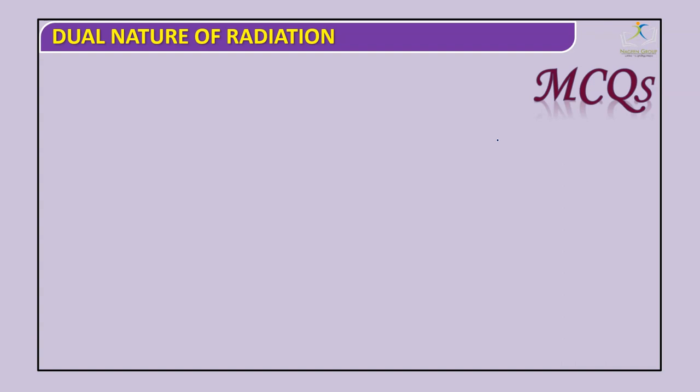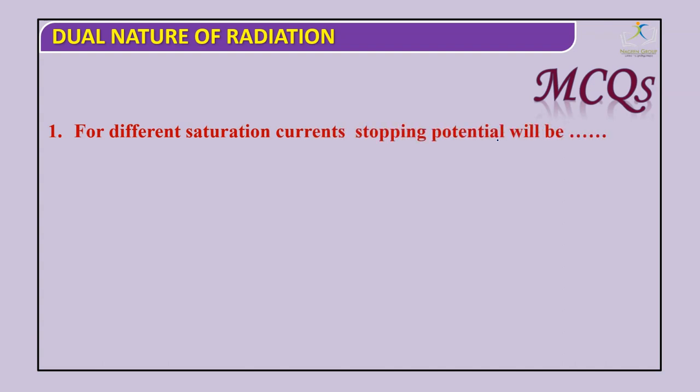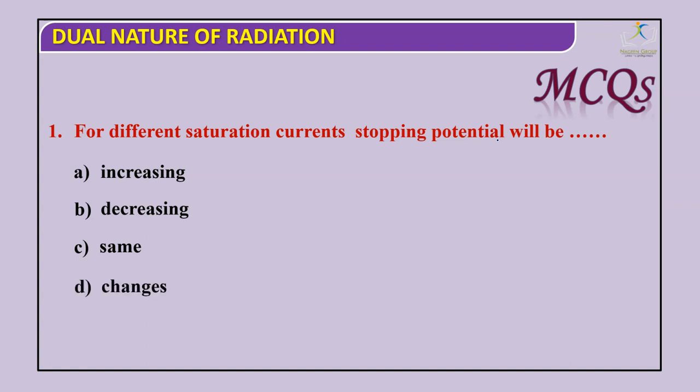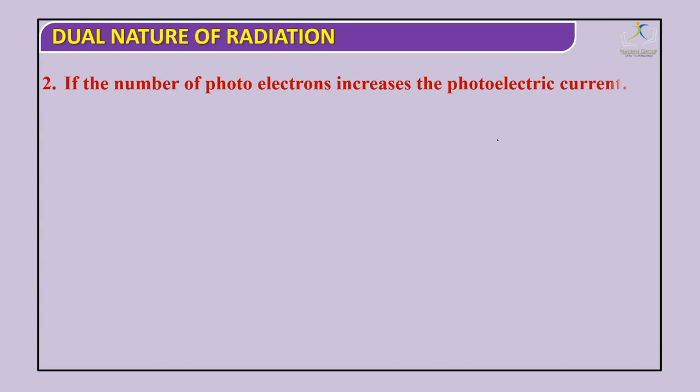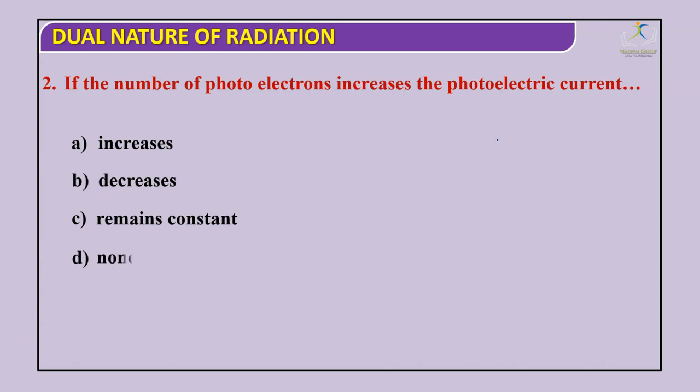Now let's move on to some multiple choice questions. For different saturation currents, the stopping potential will be: increasing, decreasing, same, or changes. The correct answer is the same. If the number of photons or photoelectrons increases, the photoelectric current: increases, decreases, remains constant, or none of these. The correct answer for this question is increases.